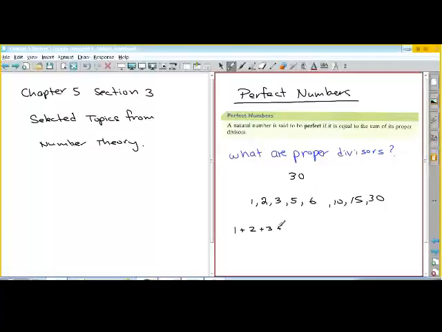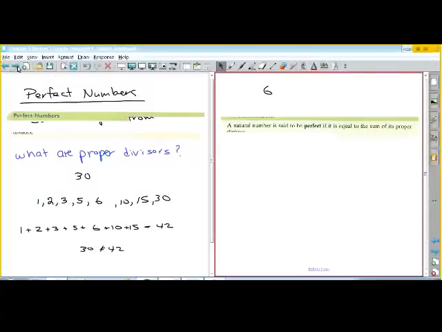So if I add all the factors for 30 together, I will get a number. So 1 plus 2 is 3, 3 plus 3 is 6, 6 plus 5 is 11, 11 plus 6 is 17, 27, 27 plus 15 is 42. Okay, so 30 does not equal 42. I did all that right. So 30 is not a perfect number.